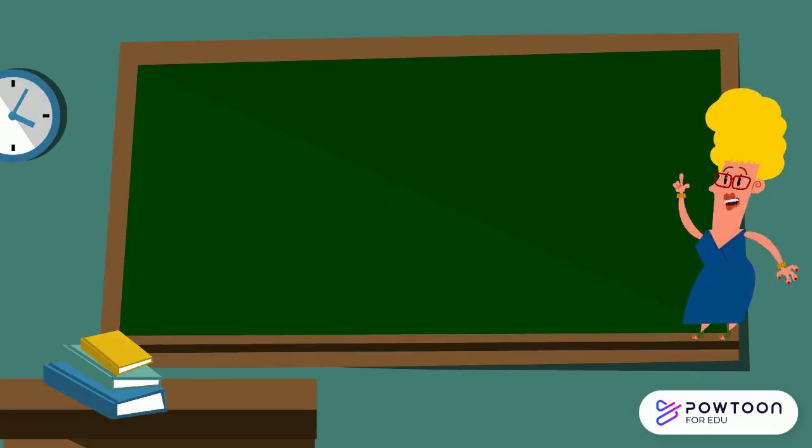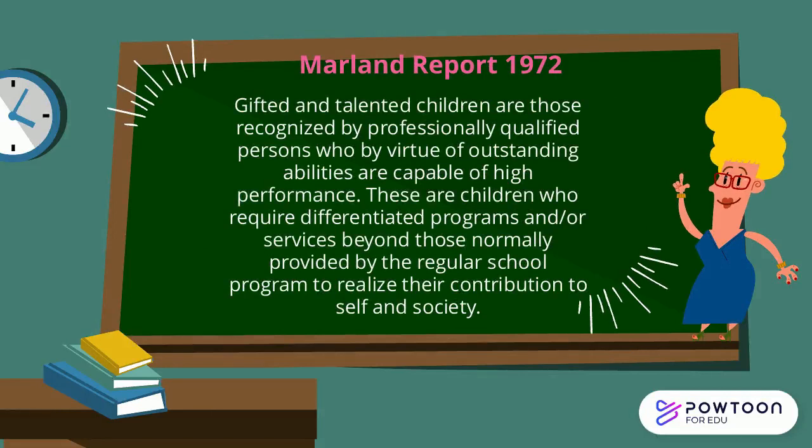In 1972, the U.S. Department of Education published the Marland Report, which gave our very first federal definition of giftedness. Many states have either adopted this or made edits to it to create their own definition of giftedness.